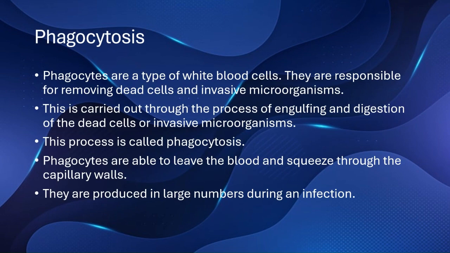So the third type is phagocytosis. Phagocytes are a type of white blood cell, and they are responsible for removing dead cells and invasive microorganisms. This is carried out through the process of engulfing and digestion of the dead cells or invasive microorganisms. And the process by which this takes place is called phagocytosis. Phagocytes are able to leave the blood and squeeze through the capillary walls, and they are produced in large numbers during an infection.